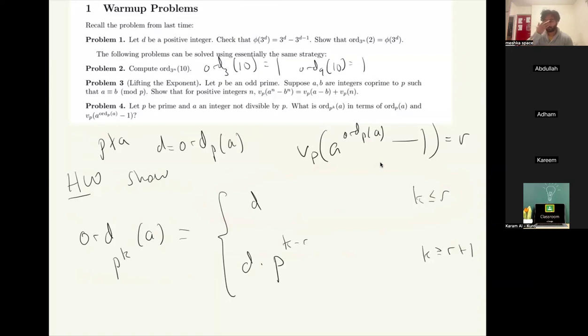For the first few powers of 3, the order won't change because 10 minus 1 already has some powers of 3. But from there, it increases by 1 each time. Right? So from there, I'll have order mod 27 of 10 is 2.